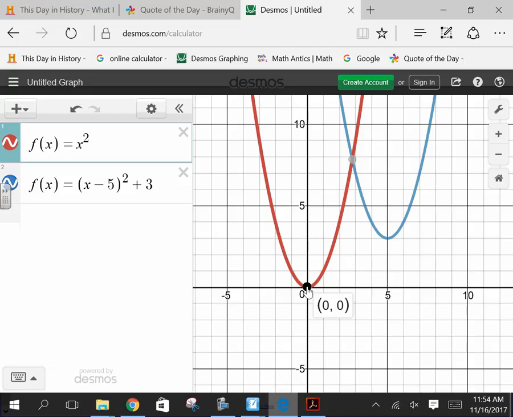So, what's the difference between these two? Well, it's 5 units to the right, and then up 3 units. That's the difference between them, the blue and the red. The 5 is realized here, the 3 is realized here.